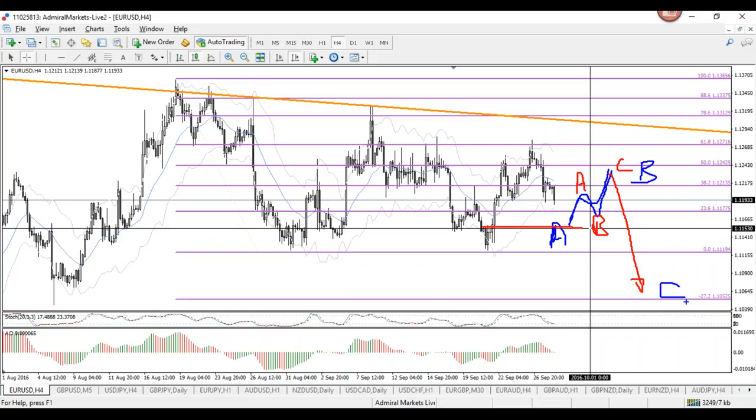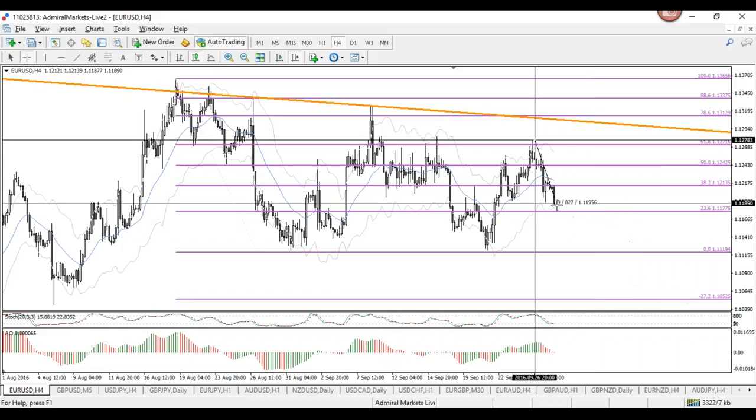In that case, I think that there's a good potential of, let's take a look at what it is now. Okay, it's been falling 90 pips. So, let's see. Let me go to the hourly again.